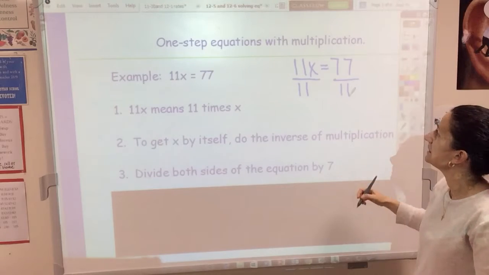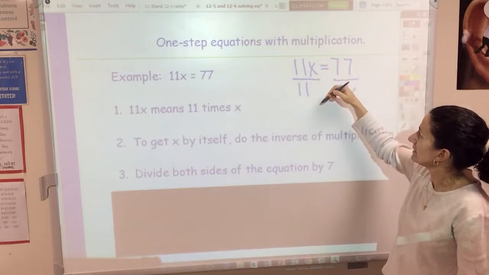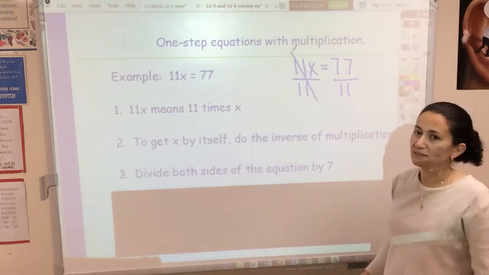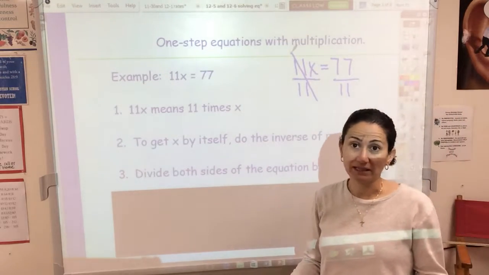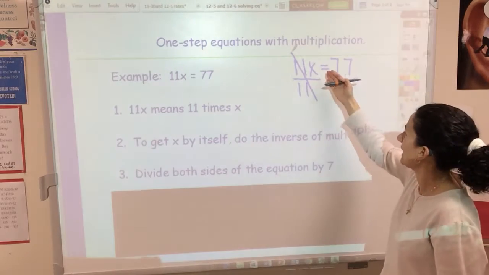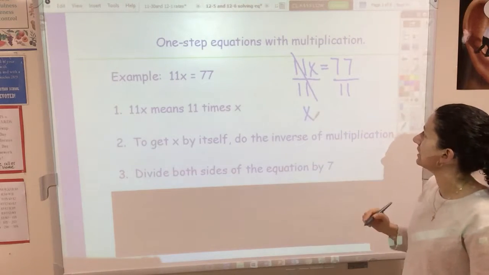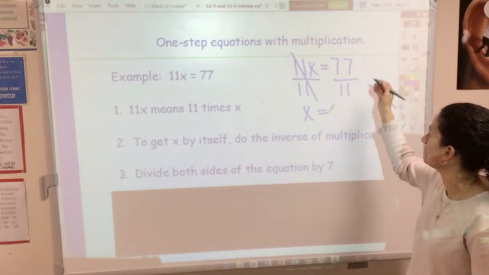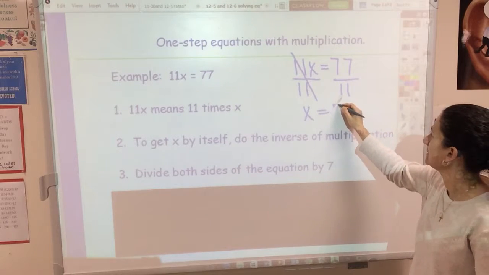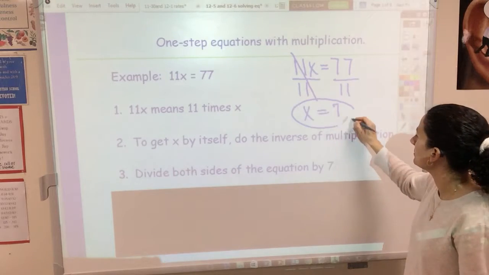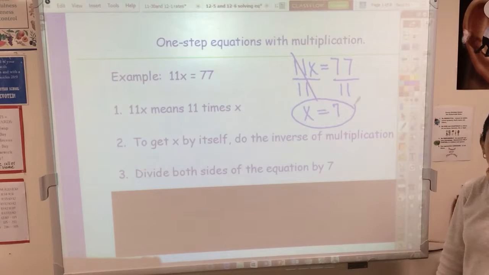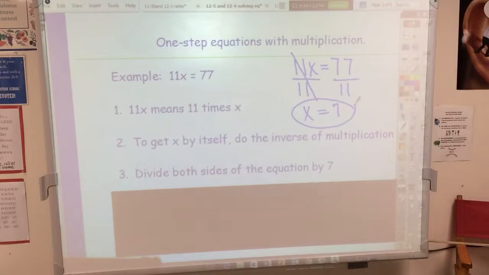If I divide this side by 11, now when I divide by 11, that actually gives me 1, not 0 like when I'm adding and subtracting. But 1x is the same as x being alone. So x is now isolated, and 77 divided by 11 is simply 7. This is a very simple example of how to show your work with a multiplication one-step equation.